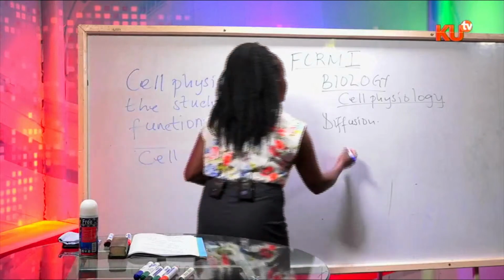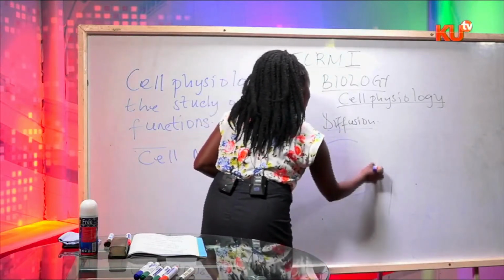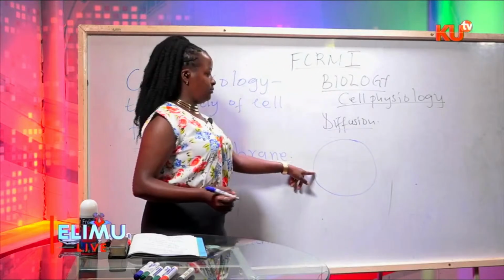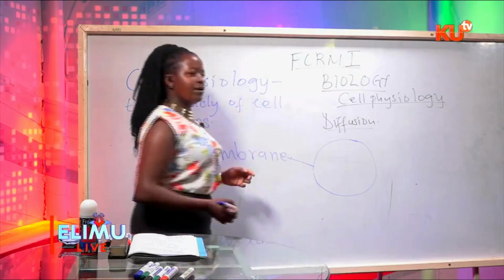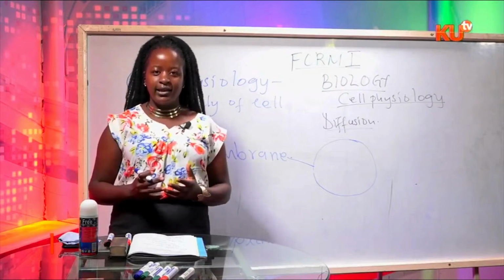If this is our cell, for example, the outer part of it is what we call the cell membrane. So this is the cell membrane. It bonds the cell. It surrounds the cell.